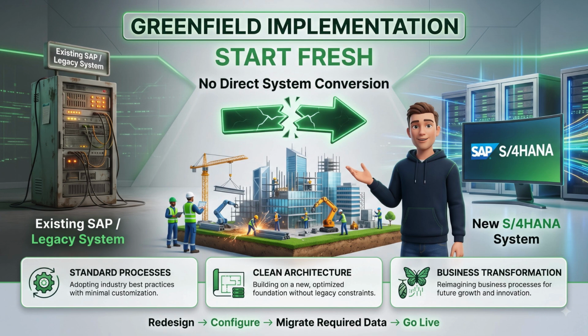This approach gives the organization an opportunity to redesign processes, reduce unnecessary customizations, adopt SAP standard functionality, and create a cleaner system architecture. For example, imagine a company has been running SAP ECC for many years and has thousands of custom developments. Instead of carrying all those old customizations into S/4HANA, the company can start with a clean S/4HANA system and only build the developments that are actually required.